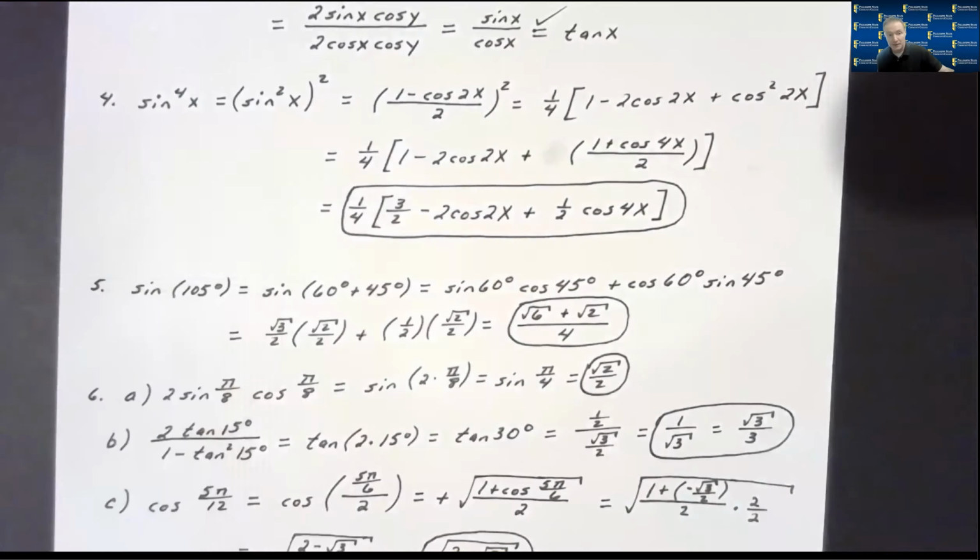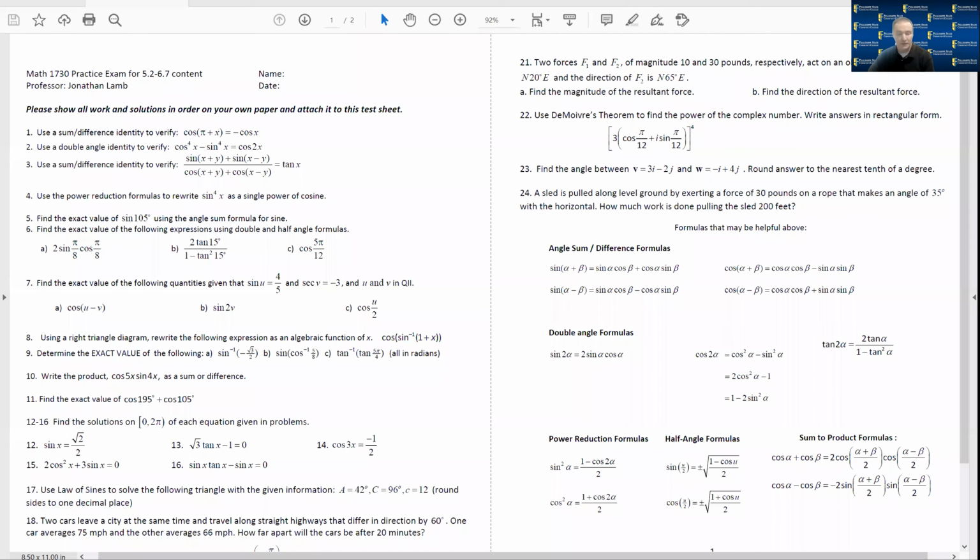I know, right? Now, for the next problem, it has 3 parts. I thought each part was not important enough to create its own problem. So it has parts A, B, and C. It's asking us to find the exact values of the following expressions using the double and half angle formulas. So please notice, guys, I'm not trying to be deceptive about when and what formulas to use. I'm being pretty clear cut here. Number 4, use the power reduction formula. Number 5, use the angle sum formula. 1, 2, and 3, you use your sum and difference identities.